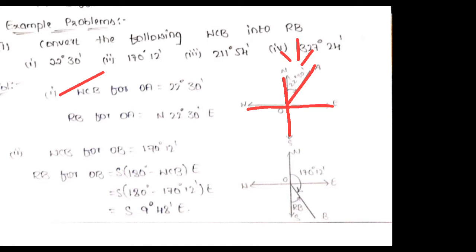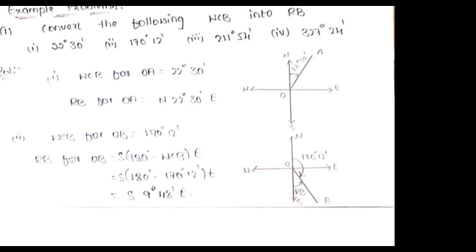Based upon the conversion table we discussed in the last class, for the first quadrant, WCB is equal to RB. Therefore the reduced bearing for OA, as it is lying in the first quadrant, is designated as north east, and in the middle we mention the angle. Since WCB equals RB, the angle is the same, 22 degrees 30 minutes, and like this we designate it.